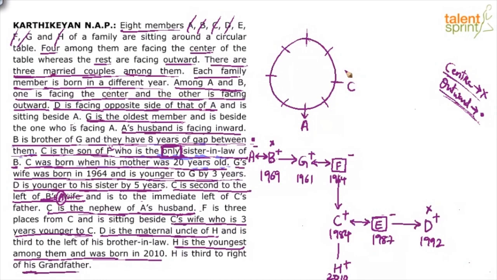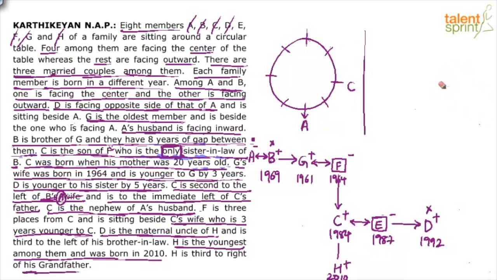Then C is second to the left of B's wife and is to the immediate left of C's father. Who is C's father? G. But whether G is facing center or outwards is not known to us, so there are two possibilities. G either comes here or here. I don't think we'll be able to complete it in just one shot, so we'll have to take the second possibility as well.